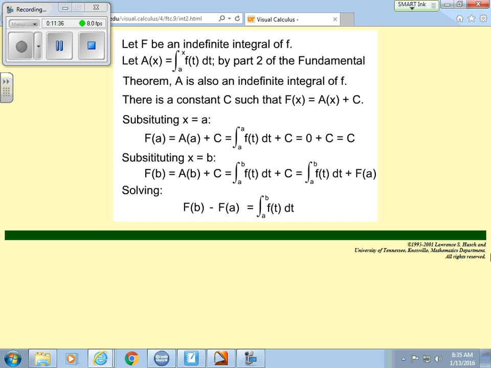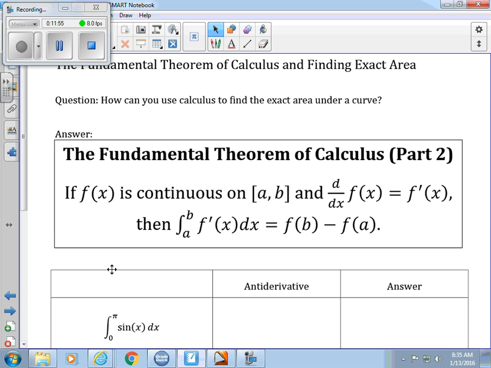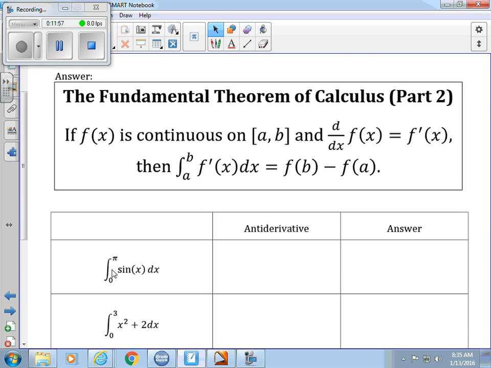This one is important because it gives us a way to find an integral with limits on it. Well, what's that mean? That actually gives us a way to find the useful part of integration for you right now, and that's exact area under a curve. So that brings us to the second part of the fundamental theorem of calculus. How to find the exact area under a curve.